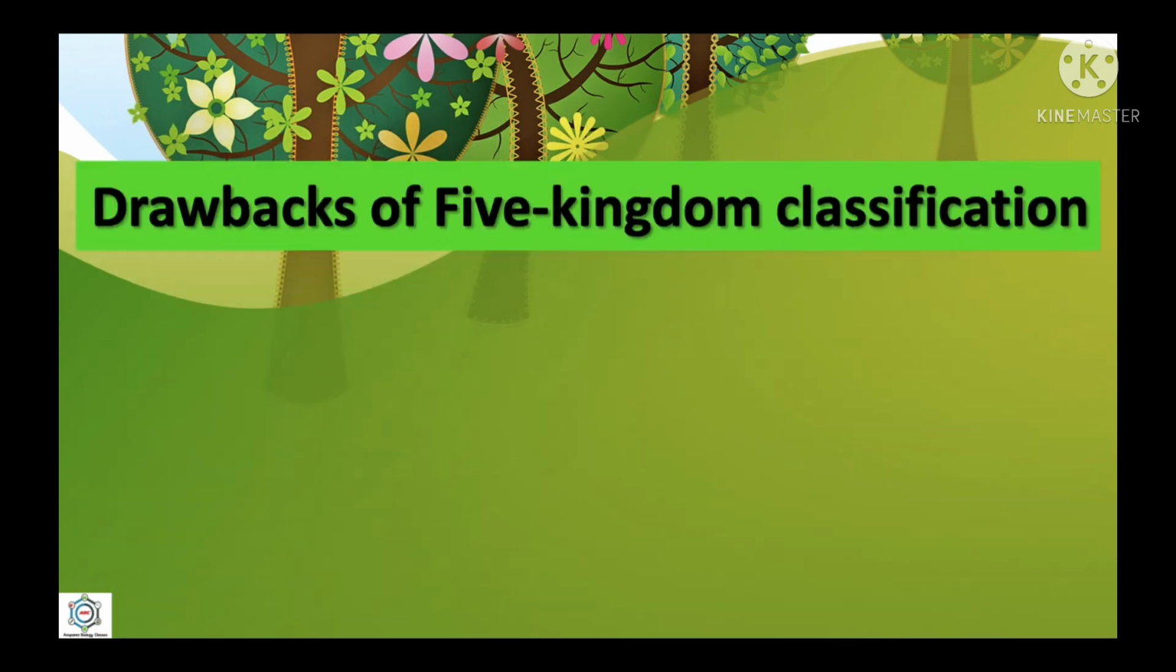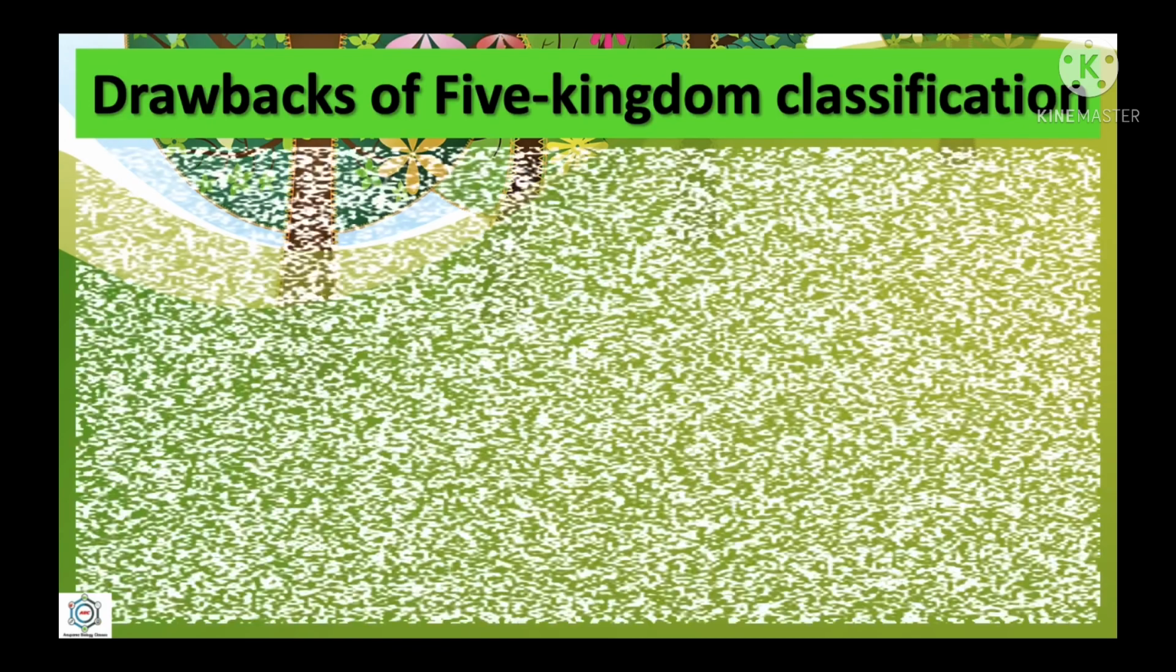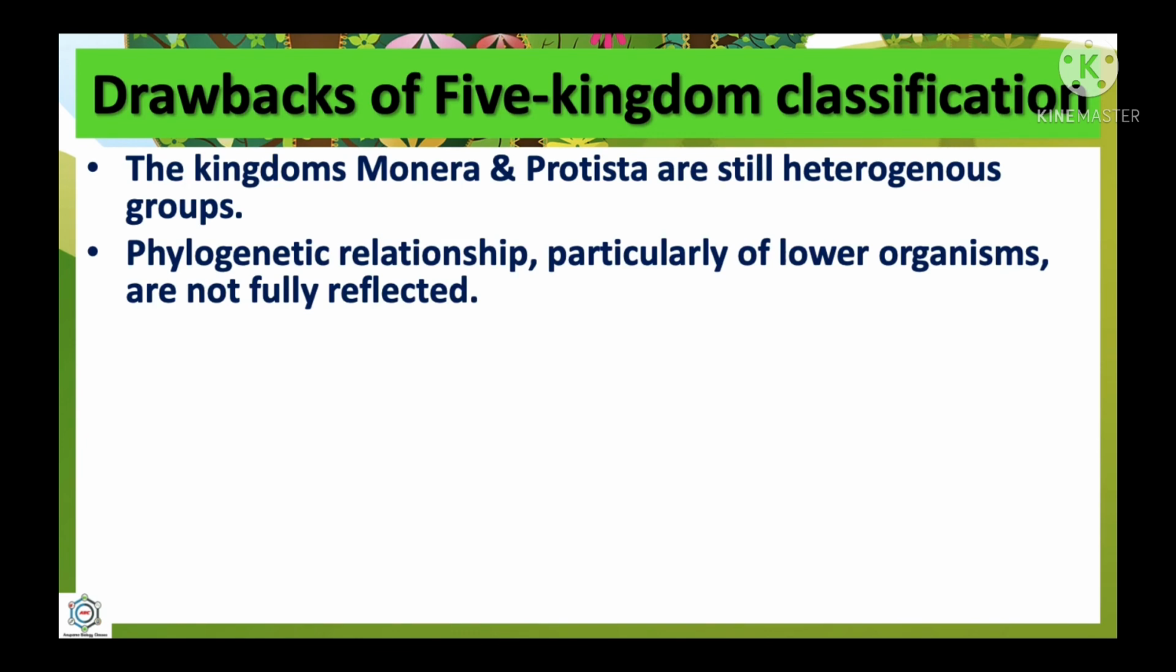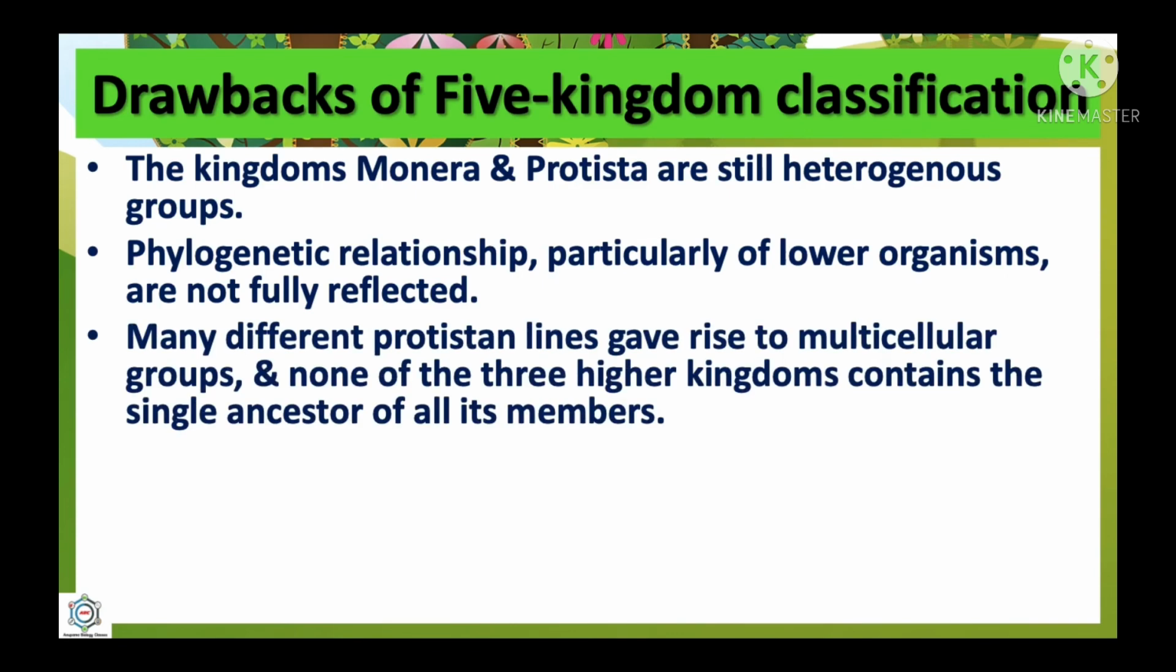Now, what are the drawbacks of the five kingdom classification? So, the kingdoms Monera and Protista are still heterogeneous groups. Both include photosynthetic, that means autotrophic, and non-photosynthetic, heterotrophic forms and organisms with cell wall and without cell wall. Phylogenetic relationships, particularly of lower organisms, are not fully reflected. For example, certain green algae and some photosynthetic bacteria get hydrogen from sources other than water, but these are assigned to different kingdoms. Many different protistan lines gave rise to multicellular groups, and none of the three higher kingdoms contains the single ancestor of all its members.